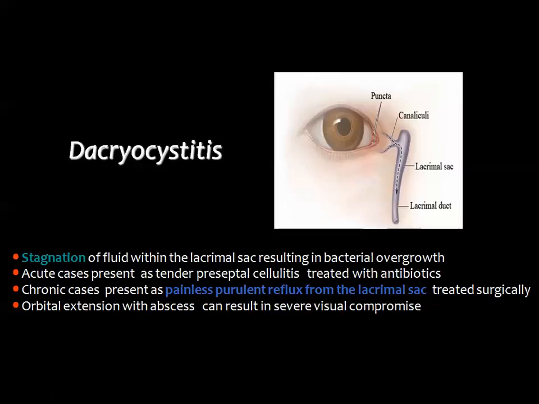Then inflammation of the lacrimal sac is known as dacryocystitis, and it is the sequela of stagnation of fluid within the lacrimal sac, resulting in bacterial overgrowth and inflammation. And these are the lacrimal canaliculi leading to the lacrimal sac and the duct draining into the nose. Sometimes you get purulent reflux from the lacrimal sac itself, and the treatment is usually surgical.